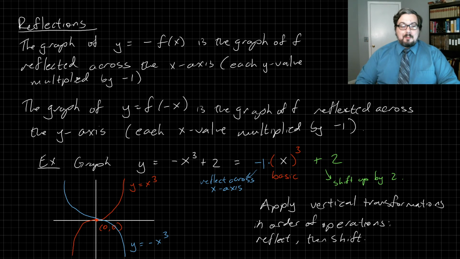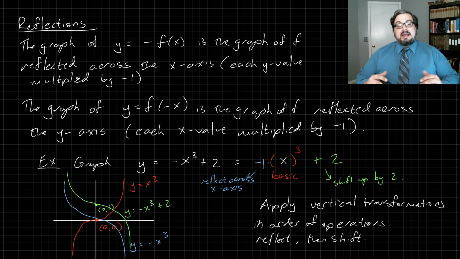Then I'll shift up by 2. That will move everything up, and instead of the point 0, 0, I'll now be up at the point 0, 2, but it is shifting upwards from the blue function. So if I take my blue function and shift it up, I'll get y equals negative x cubed plus 2. And so there, that green function would be my answer. That is, in fact, the graph of y equals negative x cubed plus 2, or at least the shift of it.